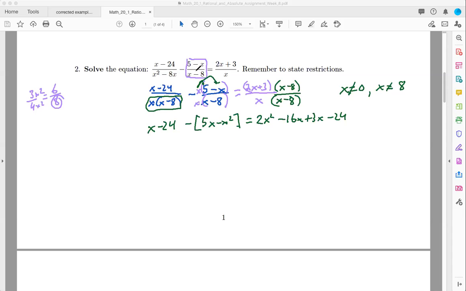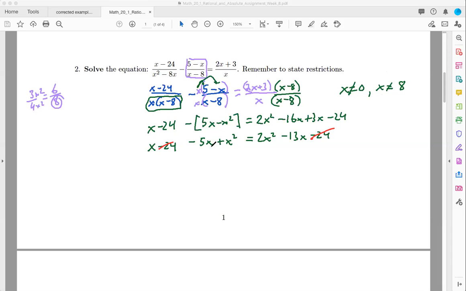You can't do that right away here because you have different denominators. You can only do it if they're the same. So let's see if we can simplify more. We have x minus 24. This is minus 5x, and minus a negative x squared is going to be positive x squared. This is equal to 2x squared minus 16x and positive 3x, that's minus 13x, and then minus 24. I think we can see that there's a minus 24 on both sides, so we'll just cancel those out.